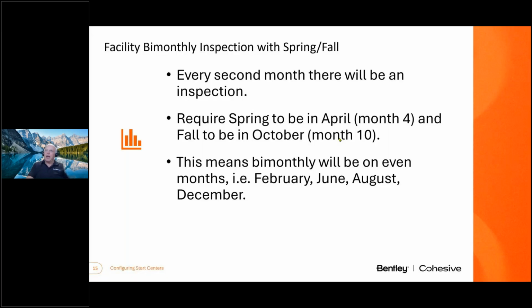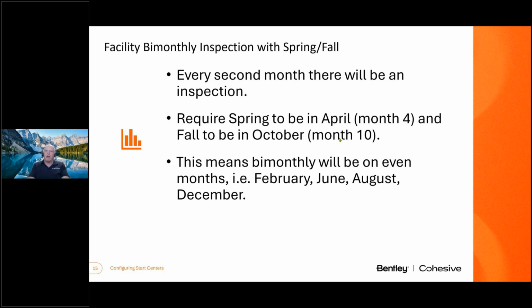In the next scenario, I'm going to keep my spring and fall, only I'm going to add in a monthly routine every second month. My requirement is to keep the spring and fall in April and October. For the hemisphere I live in, that's when we would be swapping things over. April is the fourth month, October's the 10th month. So my bi-monthlies are also going to be on even months of the year.